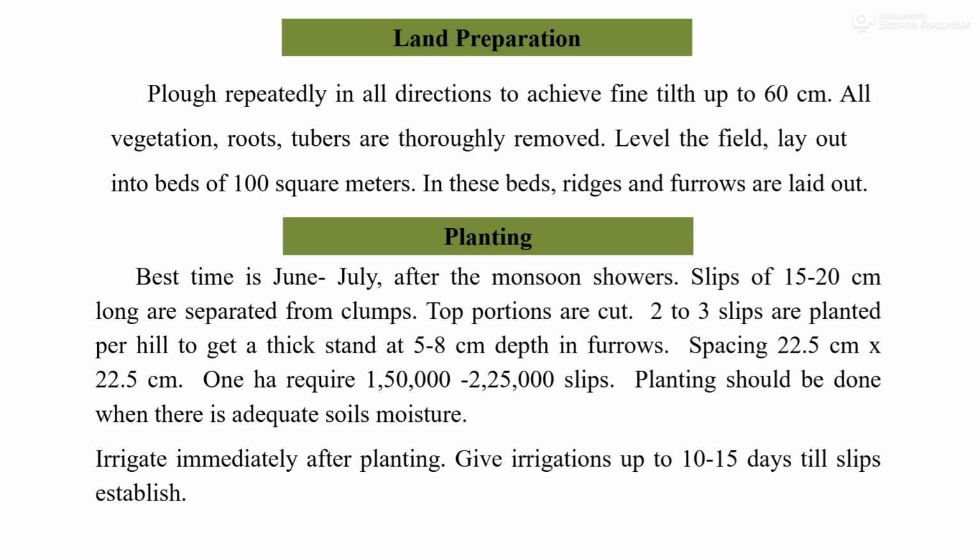Planting should be done when there is adequate soil moisture. Irrigate immediately after planting, and then further irrigation should be carried out as per the climatic conditions at an interval of 10 to 15 days till it becomes well established.